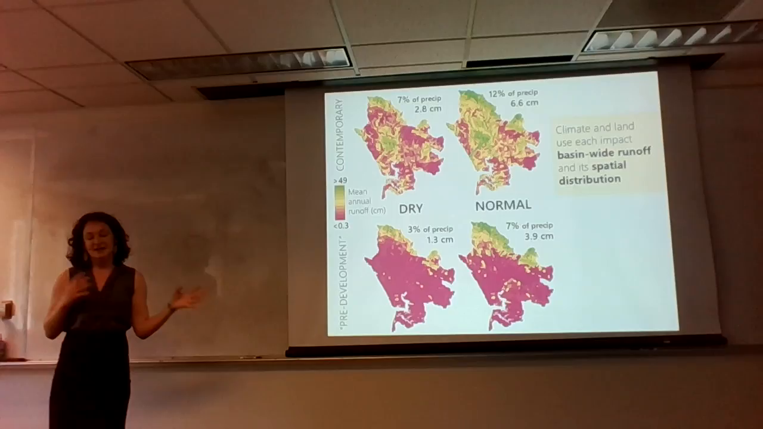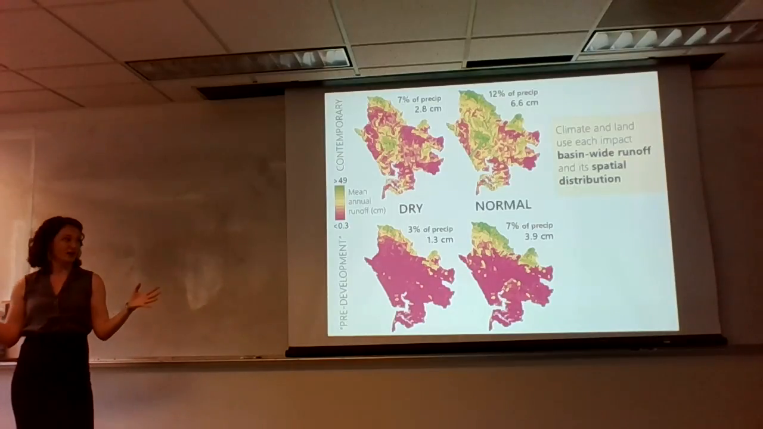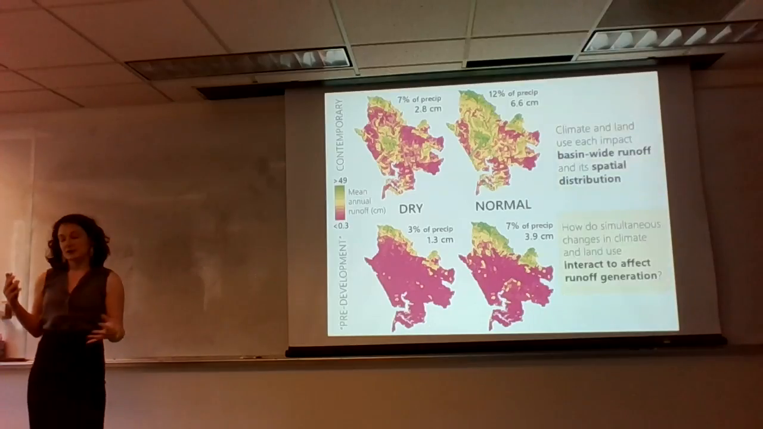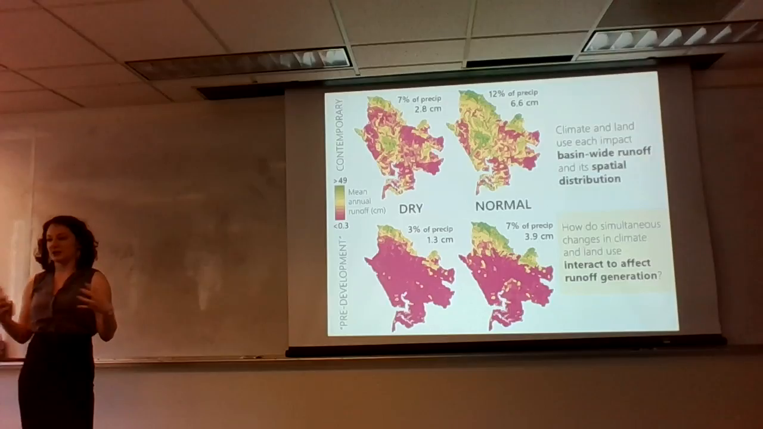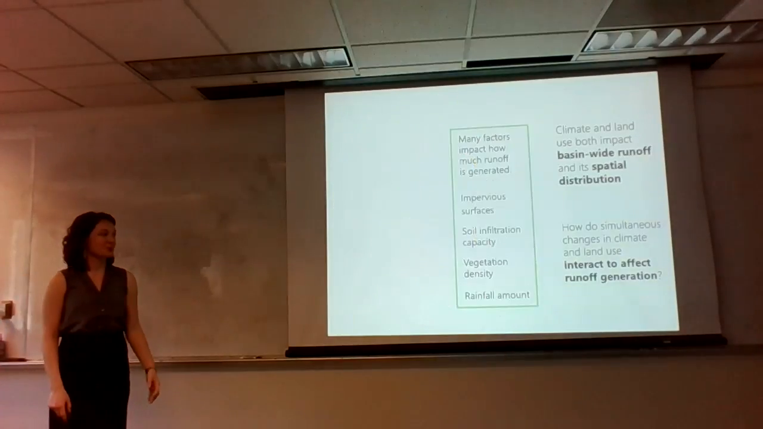So far we've seen that climate and land use each impact how much runoff is generated in the basin and also the spatial distribution of that runoff. Next, I want to explore how simultaneously changing climate and land use can interact to affect runoff generation.